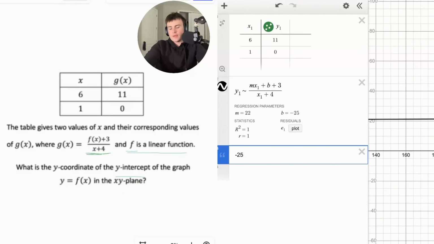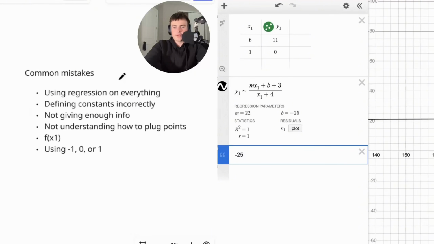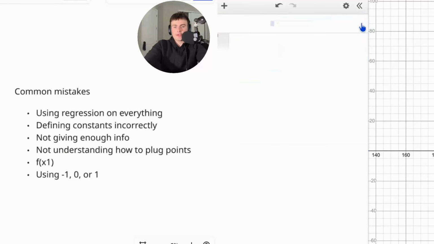So anyway, I would recommend you make sure you memorize these equations like slope-intercept form, exponential, quadratic, all that stuff. It's very, very important. Now let's go over some big tips I need to tell you that a lot of people mess up when they're first learning regression. First, using regression on everything. Yes, it's extremely, extremely useful. It's like the best thing since sliced bread, I guess you could say. It's really, really good, but you should not be using it on everything.